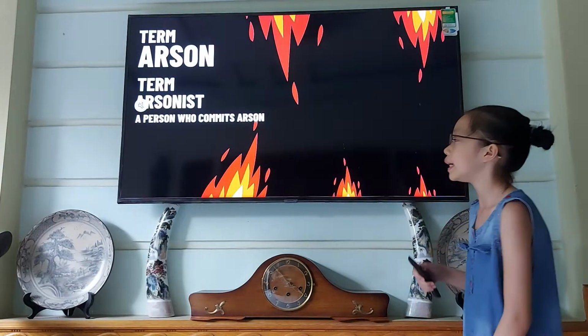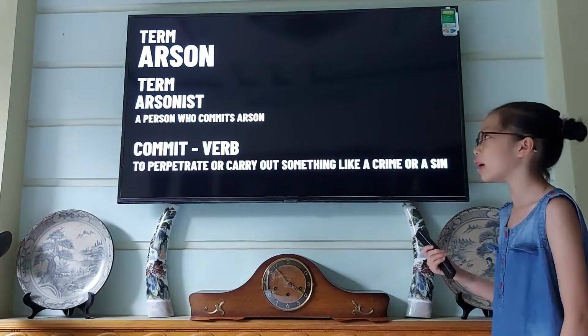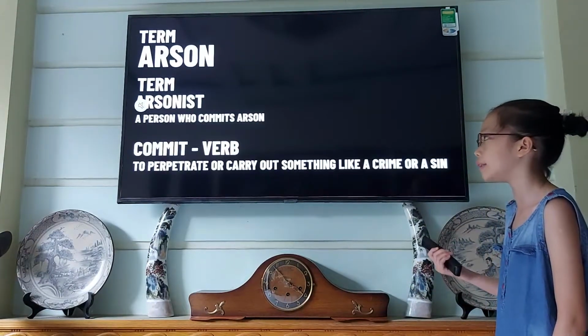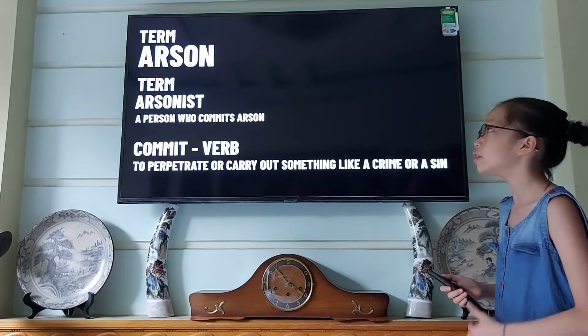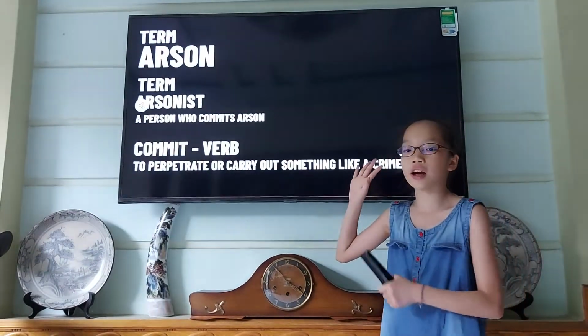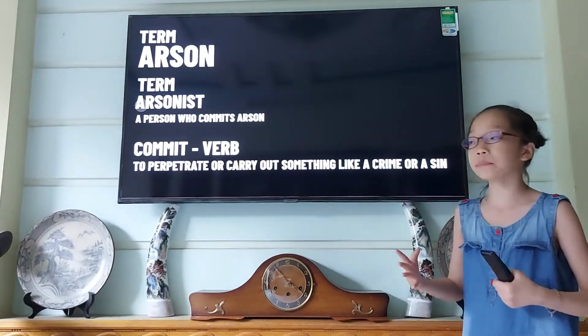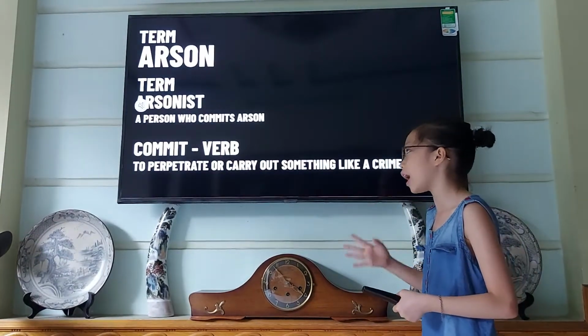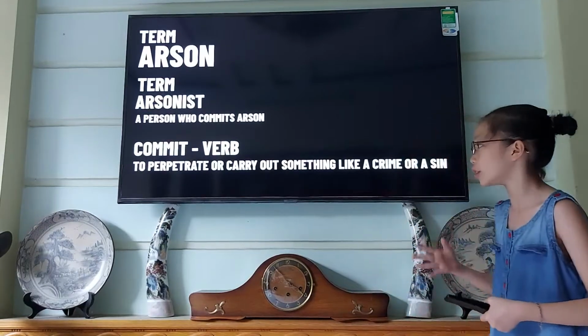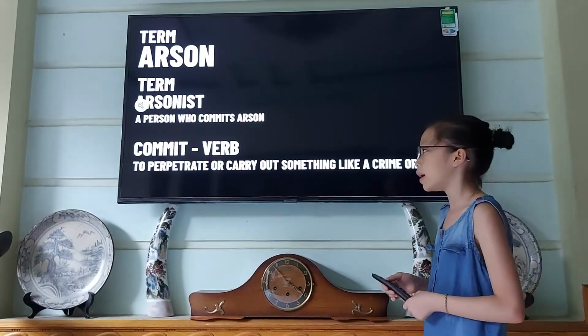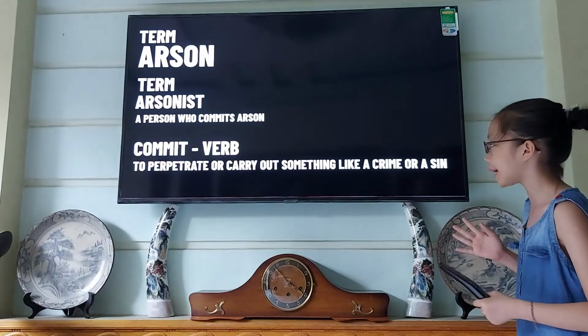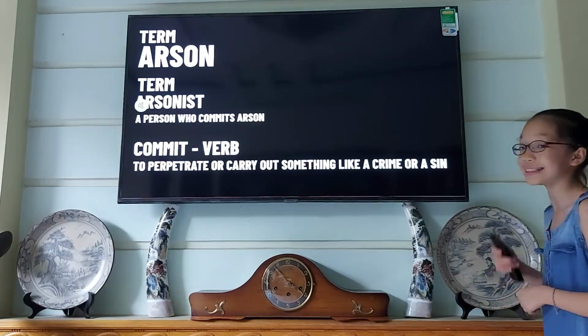Arson is a term, it's a noun, and arsonist is also a noun. In order to know this, you have to know what arson is. Arson, you already know, but commit is a verb. And arsonist is a noun, a person who commits arson. Commit, verb: to perpetrate or carry out something like a crime or a sin.